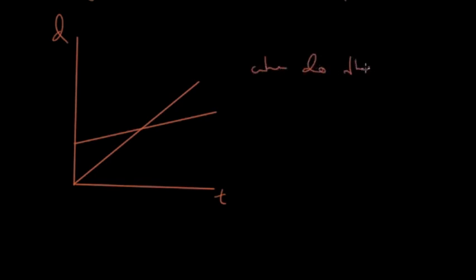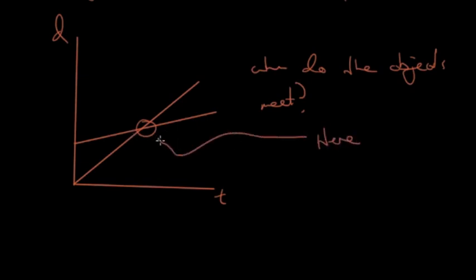When do the objects meet? And we find that it's here. Because this is when they're at the same place, distance value, at the same time. They share a time and a place, so they must be in the same place at the same time. They're meeting.